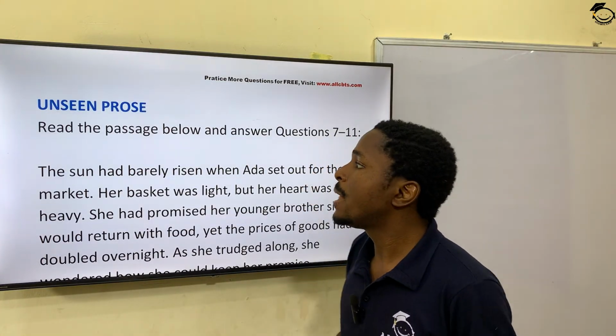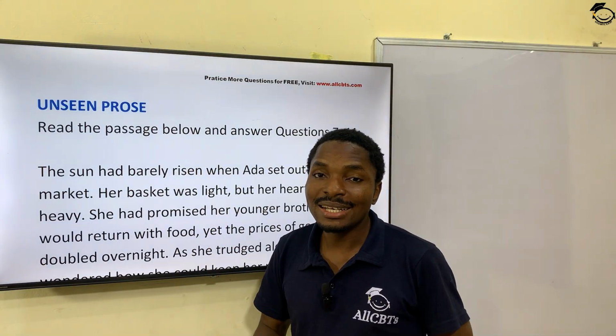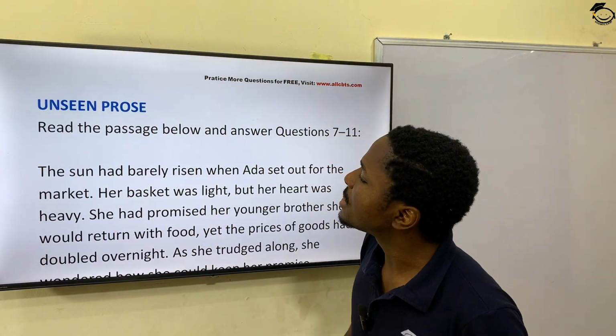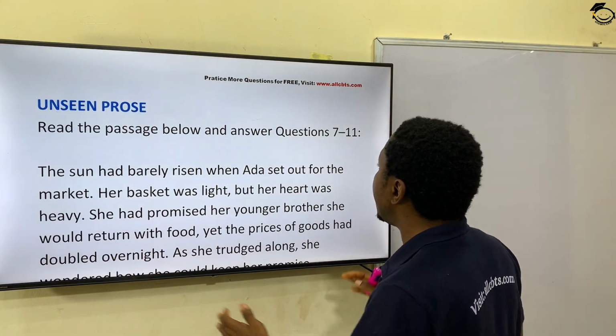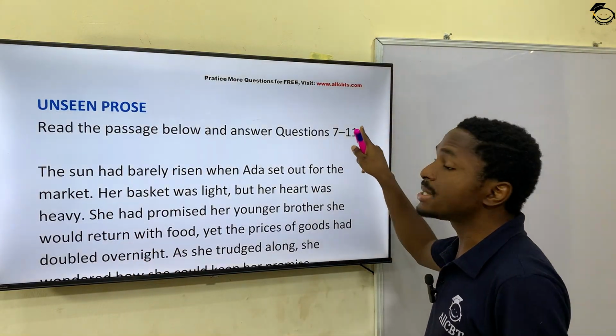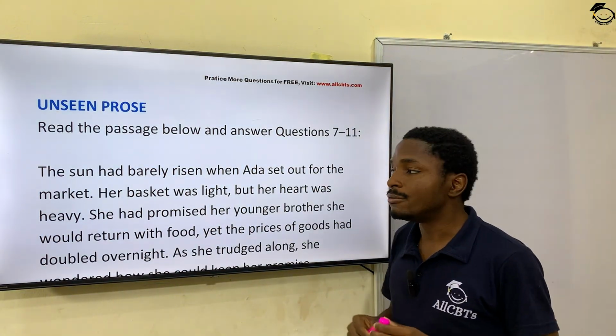Now we'll go on to the next section on prose. Now this one has a prose. We're going to read the prose and then we have to take the questions from 7 to 11.